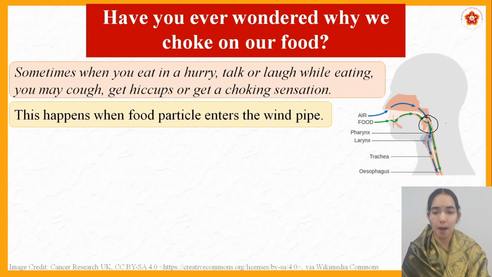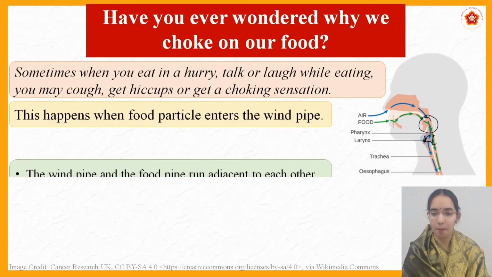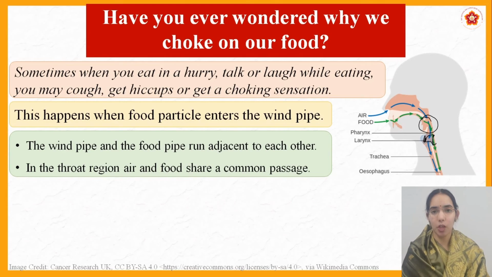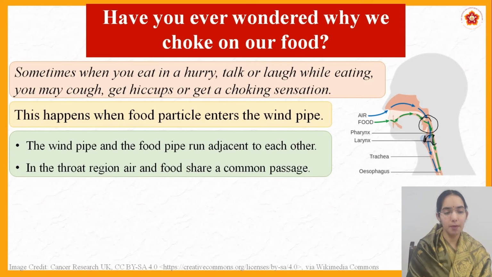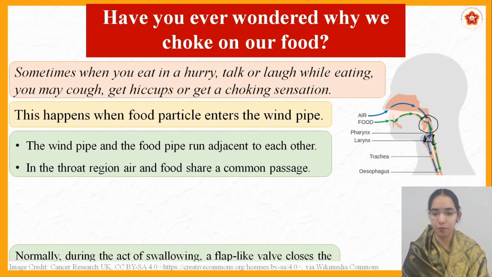So this happens when the food particle enters the windpipe. So now instead of going into the food pipe, which is this green one, instead of entering over here, the food has accidentally entered in the windpipe. And once that happens, we get this choking sensation. So the windpipe and the food pipe, they run adjacent to each other, as you can see in this diagram. In the throat region, the air and the food pipe. So in this throat region, the windpipe and the food pipe, we have a common passage.